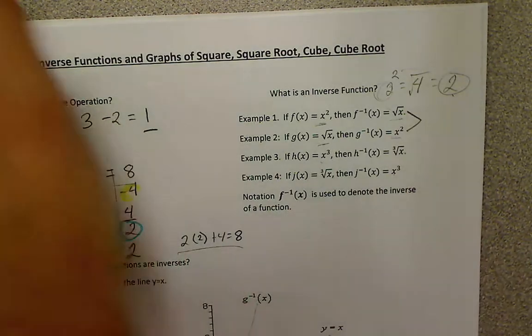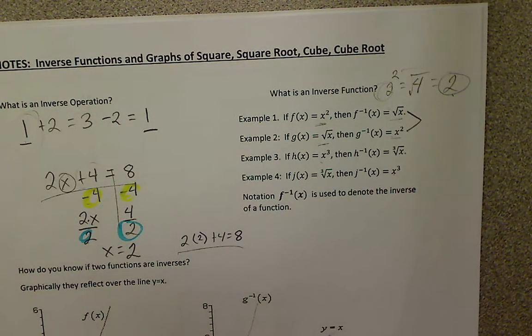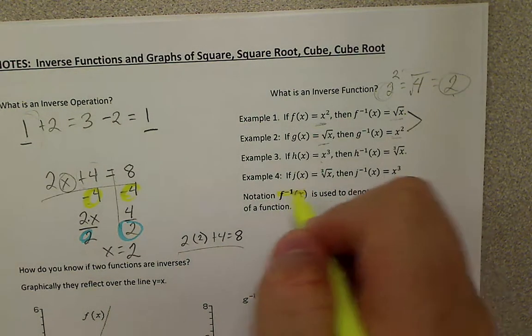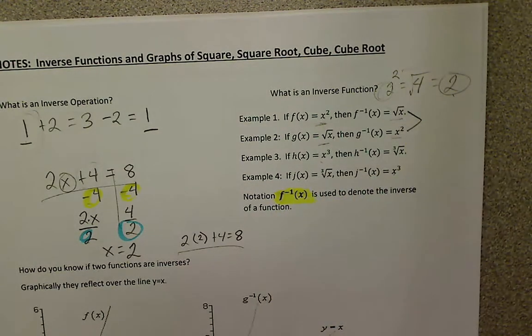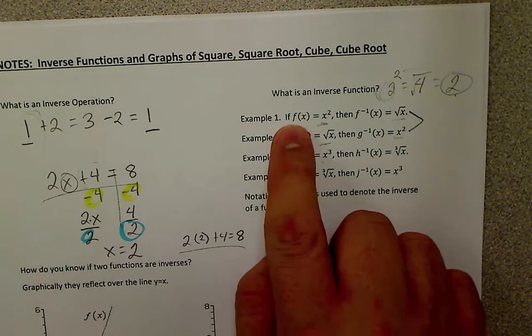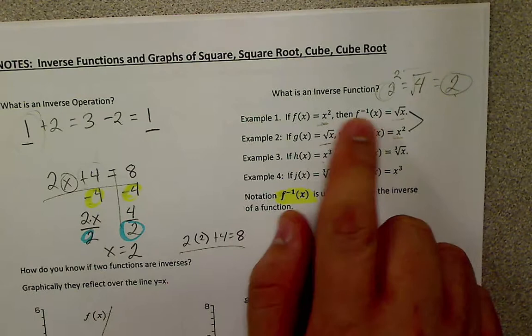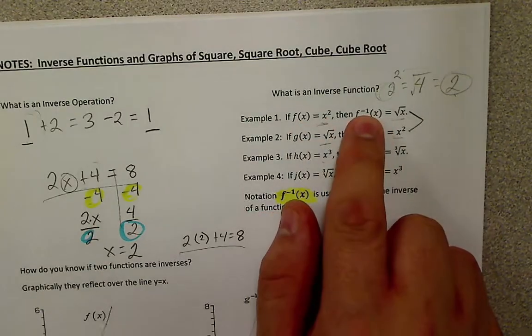The most important thing to get out of this, at least right now, is the fact that this notation is used to denote the inverse of a function. So f of x, and then f of negative 1 of x. So that's the function, and that is the inverse of the function.